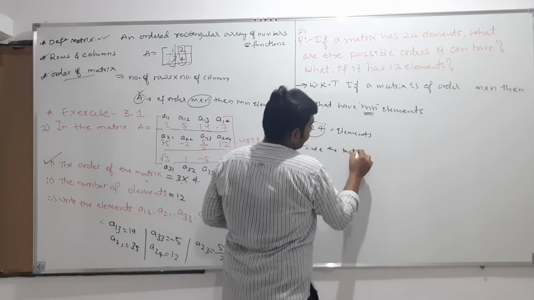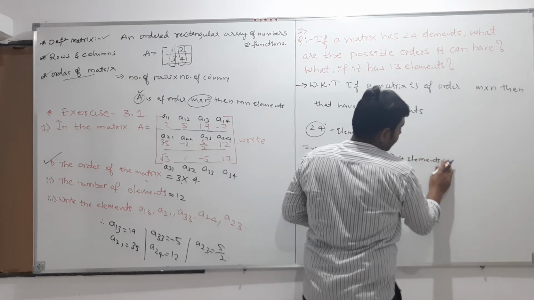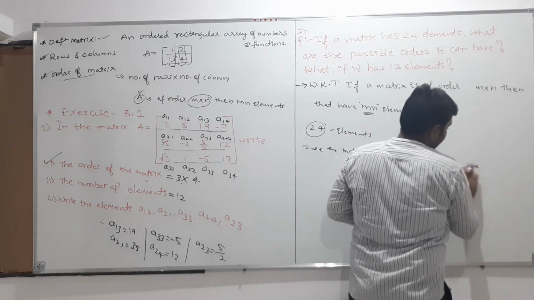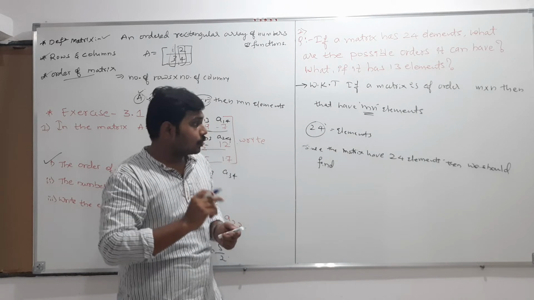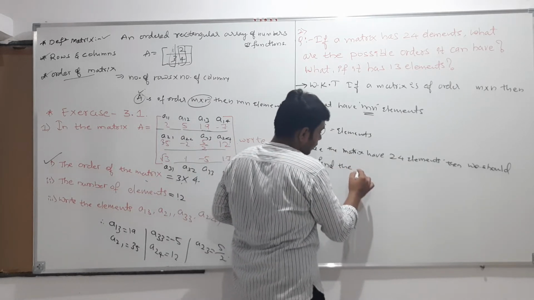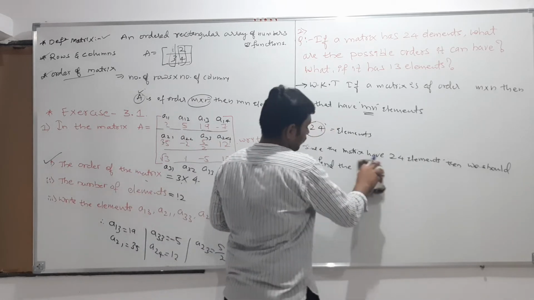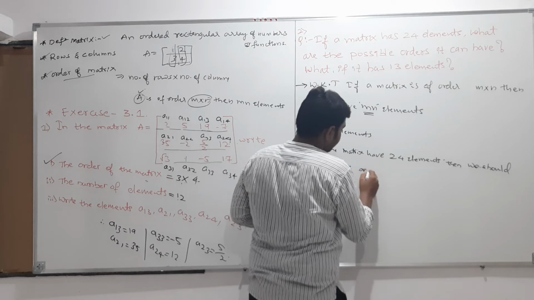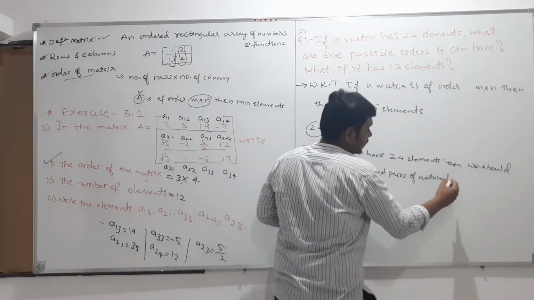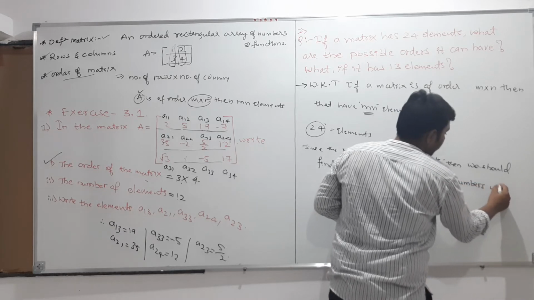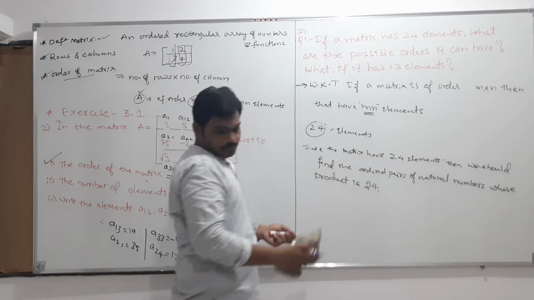Since the matrix has 24 elements, we should find the ordered pairs of natural numbers whose product is 24. So please remember, students.